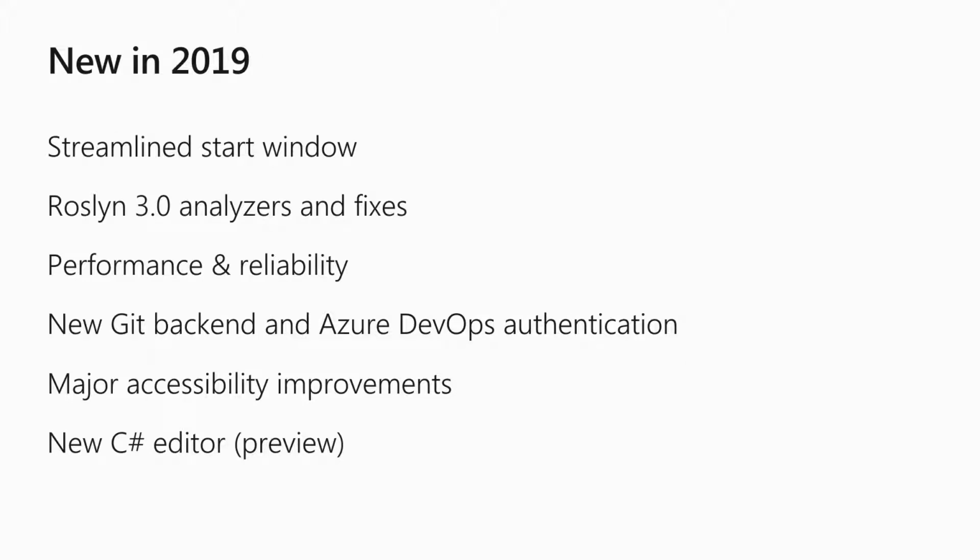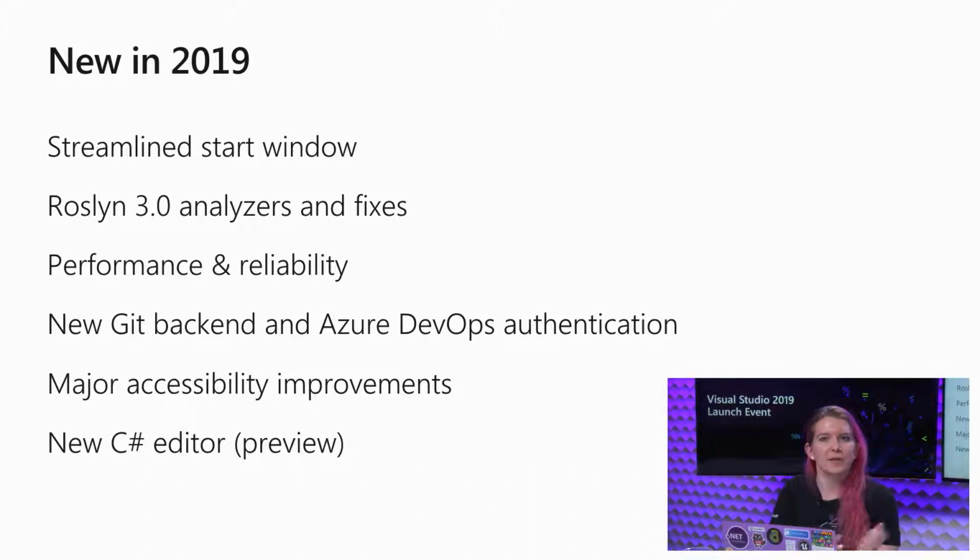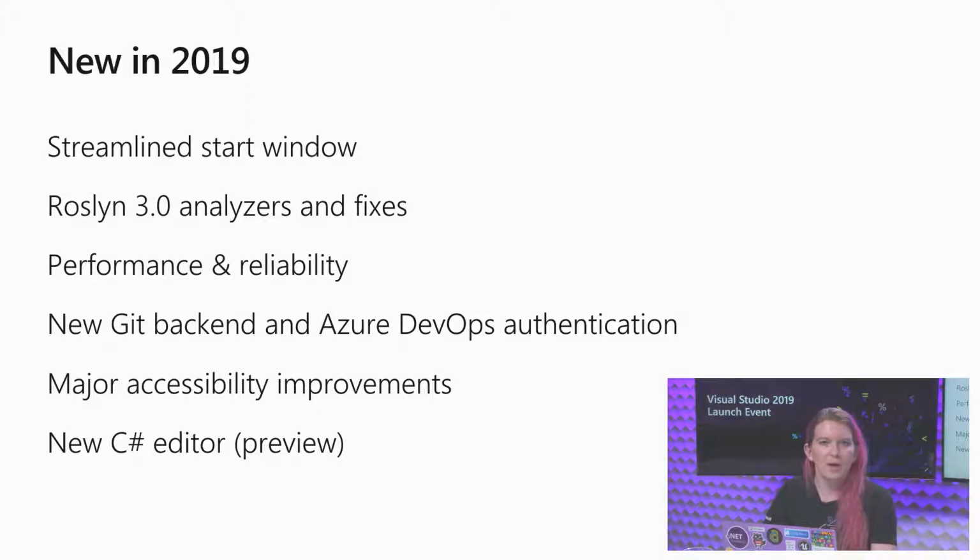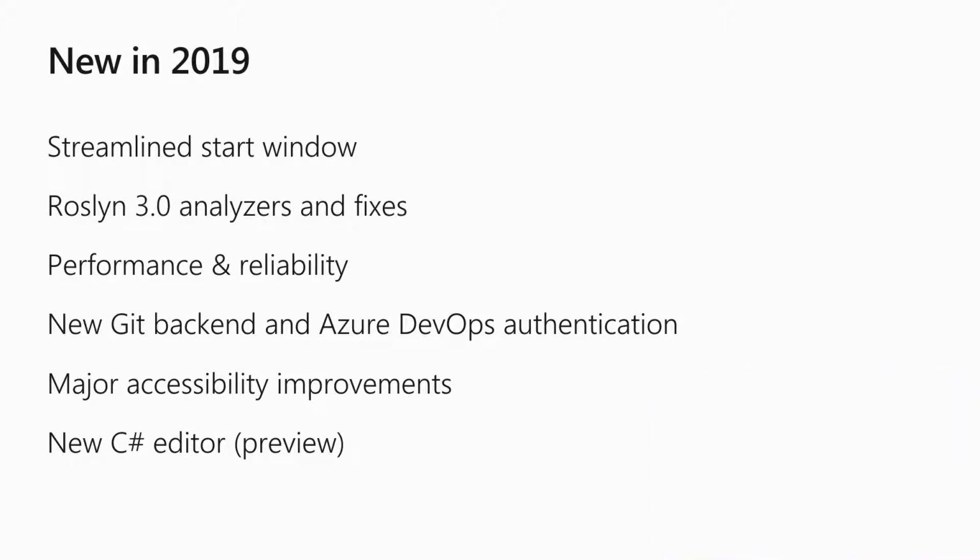So new in 2019, we have the streamlined start window that you saw that helps you get to your code much more quickly. We have more analyzers and fixes from Roslyn. Lots of performance and reliability improvements. That new Git backend, and we also have integrated authentication for Azure DevOps Git repositories now. Major accessibility improvements since 7.8, and that new editor preview that you saw.